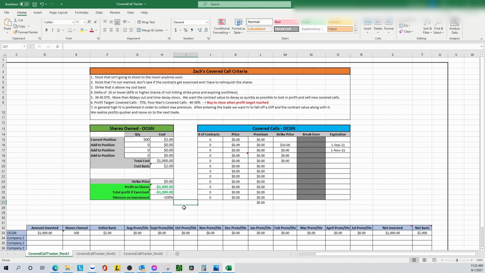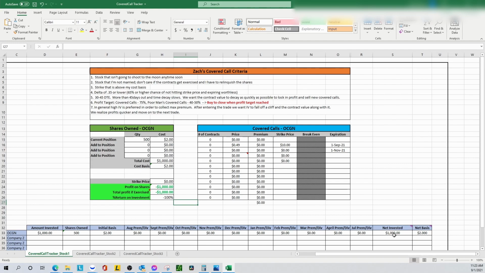And so my net profit obviously is negative, since I haven't made any money on the stock and I haven't sold any calls against those shares yet. So everything's in sync. So amount invested, $1,000, 500 shares that I own, $2 cost basis. My net basis $2, invested $1,000.